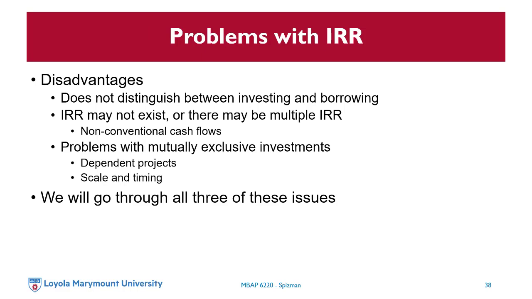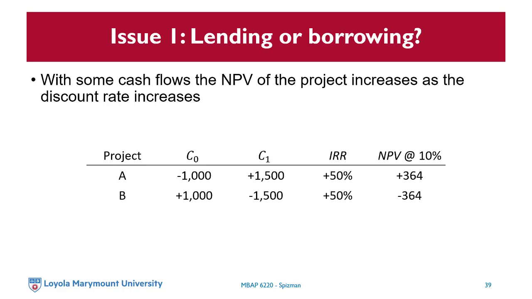So the disadvantages of the IRR is that it does not distinguish between investing and borrowing. In some cases, the IRR will not even exist. Or with non-conventional cash flows, there might be more than one IRR. We have the issue with dependent projects, or what we call mutually exclusive investments, and this is due to scale and timing. And what we're going to do is go through each of these issues over the next few slides. So let's start with the first issue, which is lending versus borrowing.